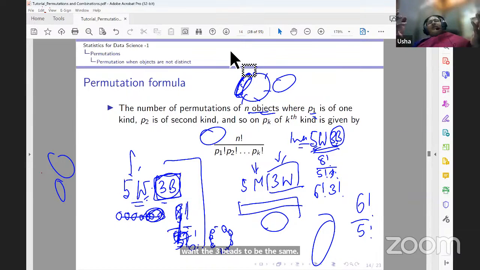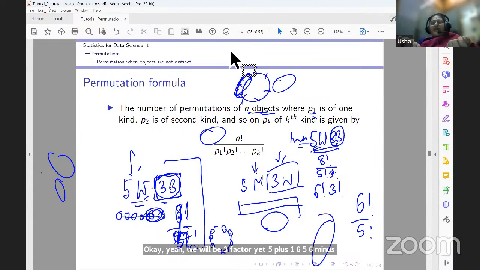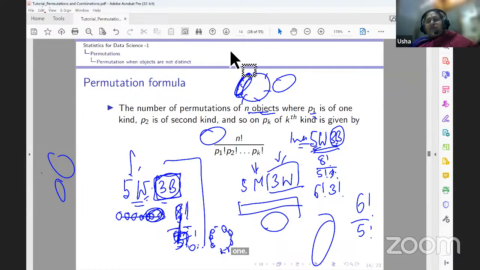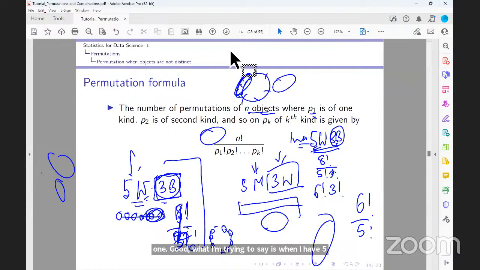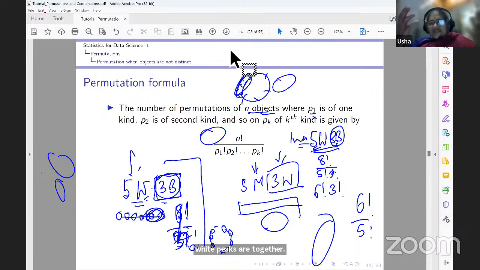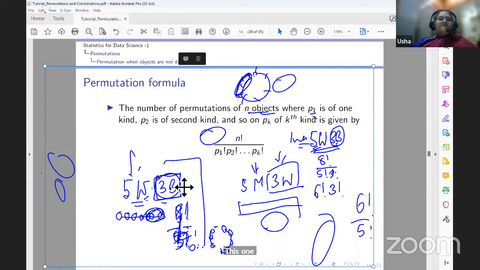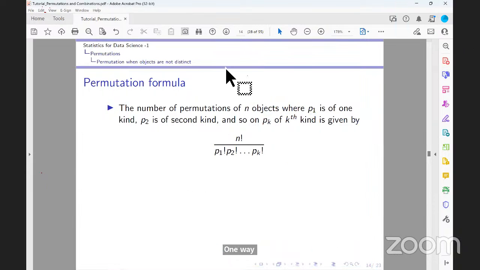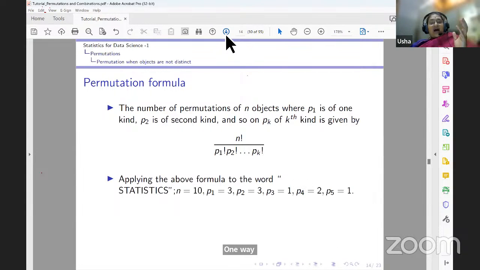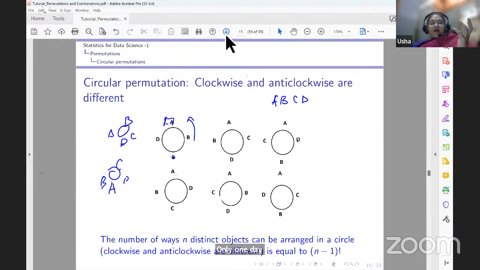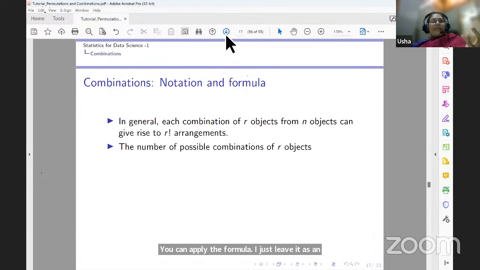See, what I'm trying to say is when I have 5 white beads and 3 blue beads, the 3 blue beads are together and the 5 white beads are together. How many ways can I do as a necklace? One way. Only one way, right? And that you can apply the formula. I just leave it as an exercise for you to apply the formula and see that. The idea is you need to understand what is the context of the question and how am I applying it.